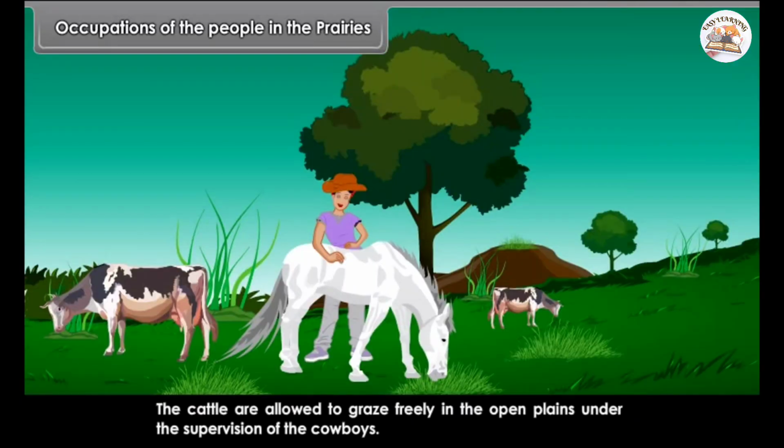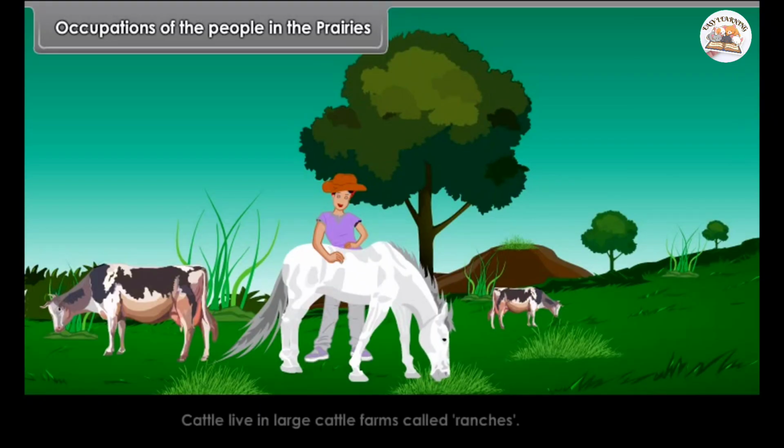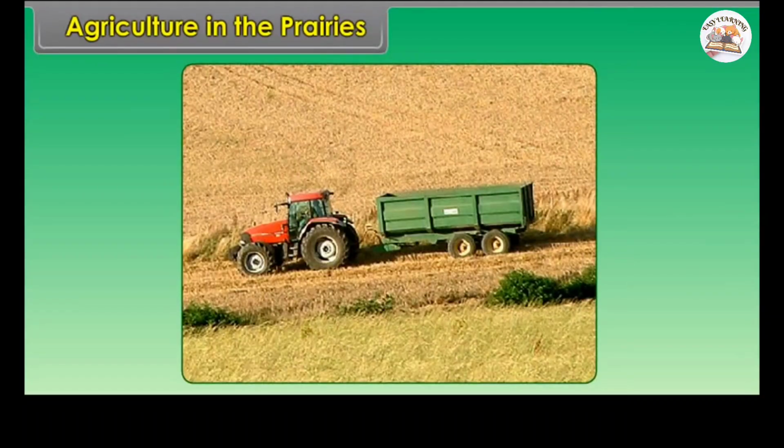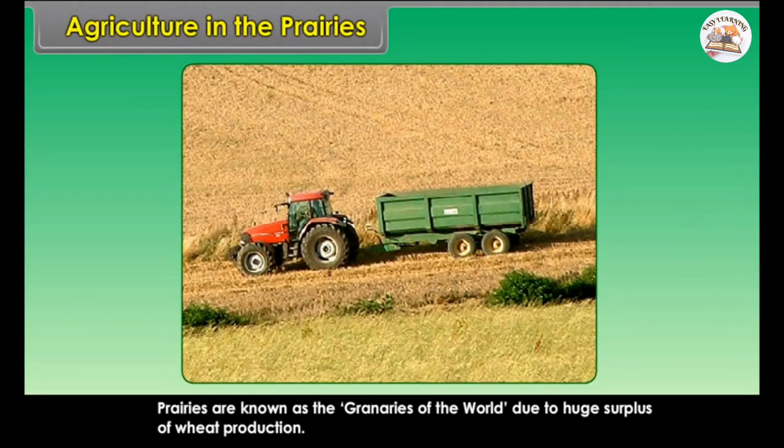Occupations of the people in the prairies. There are two major occupations of the people in the prairies, that is, cattle rearing and farming. The prairies were the grazing grounds of large herds of bison, antelopes and deer. The cattle are allowed to graze freely in the open plains under the supervision of the cowboys. The cowboys are well-built, strong and hard-working men who remain on the horseback for the whole day. Cattle live in large cattle farms called ranches.